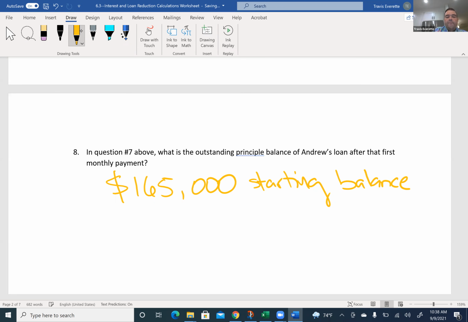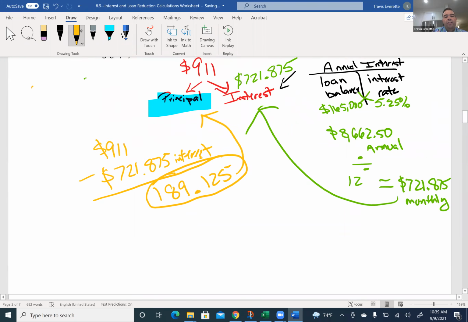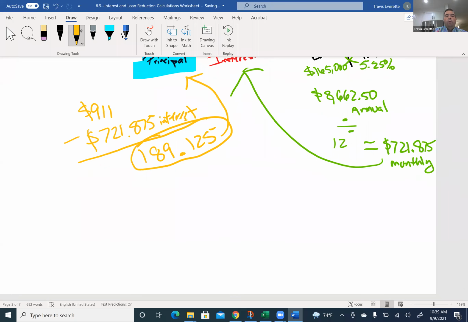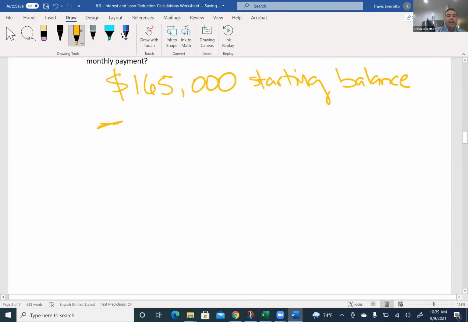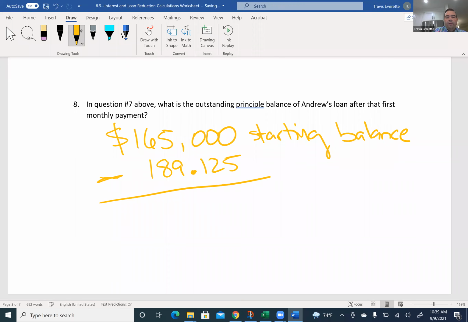Right? Minus what he's paying off. Now he's not paying off $911. He's only paying off $189 and 12 or 13 cents. So what we're going to do is take a look at that and say, okay, minus just that amount, 189.125, because that's the amount being paid off.